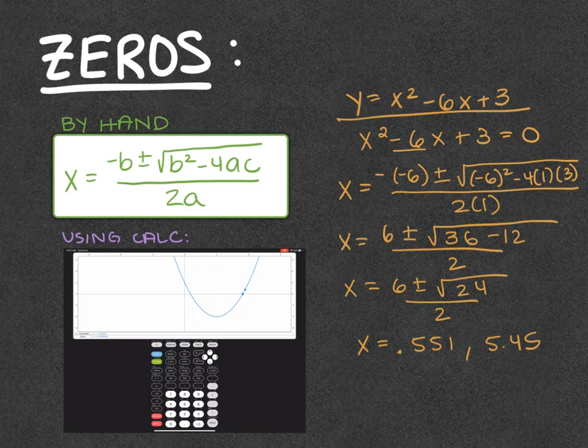All right, if we go ahead and do this by calculator, then we already have our function in, so you would need to plug it in. And we're going to go back to second calc. And this time we're hitting zeros. And then it's really similar to what we did before. We want to scroll till we're at the left of the zero and then the right of the zero. And it's going to give us our x value over here, 0.55. And then we're going to do the same thing again, but we need to get our other zero. So to the left of this one, to the right of this one, and it gives us 5.45.